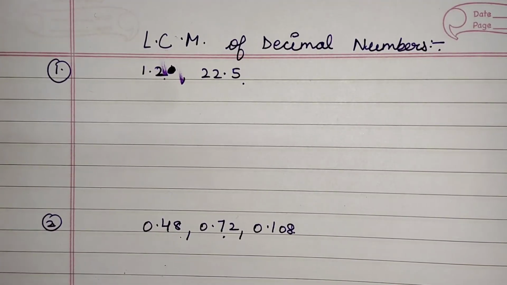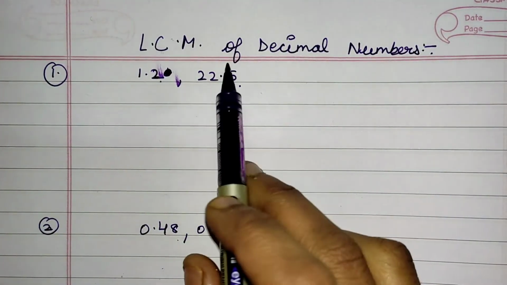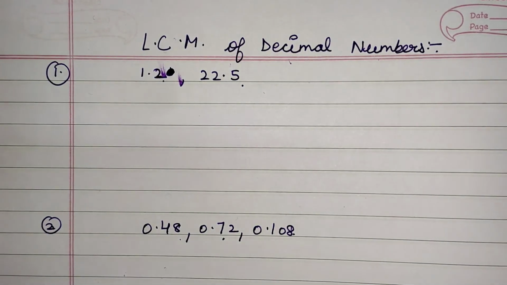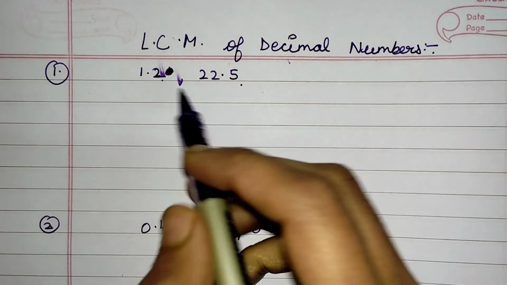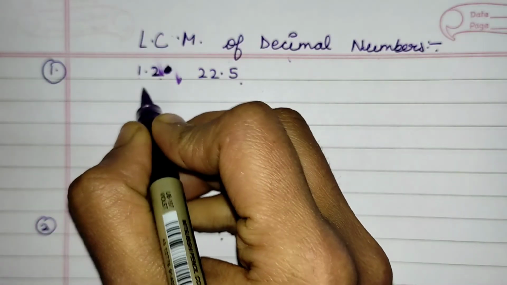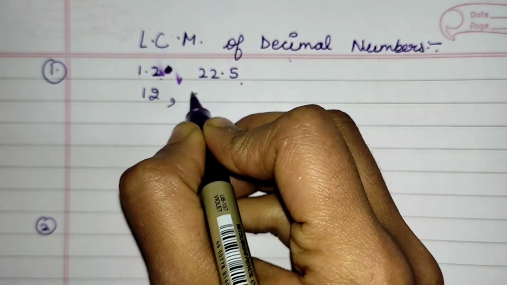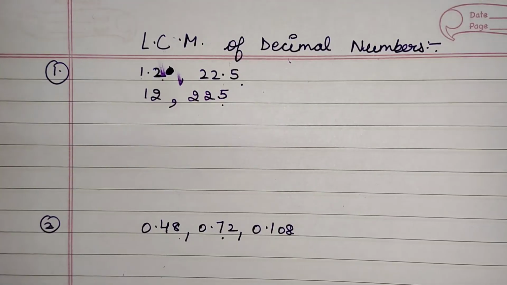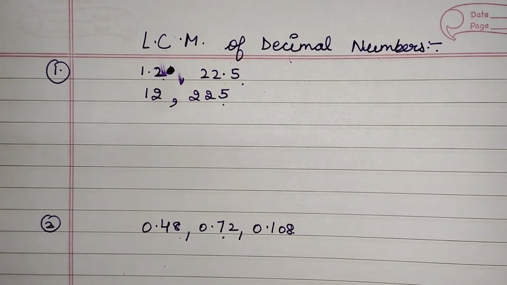So let's start today's topic, which is how to find the LCM of decimal numbers. We are going to use the same trick which we used in our previous two videos. The only difference is in our first step: we convert our given numbers to numbers without decimals. Write down your numbers without decimals.